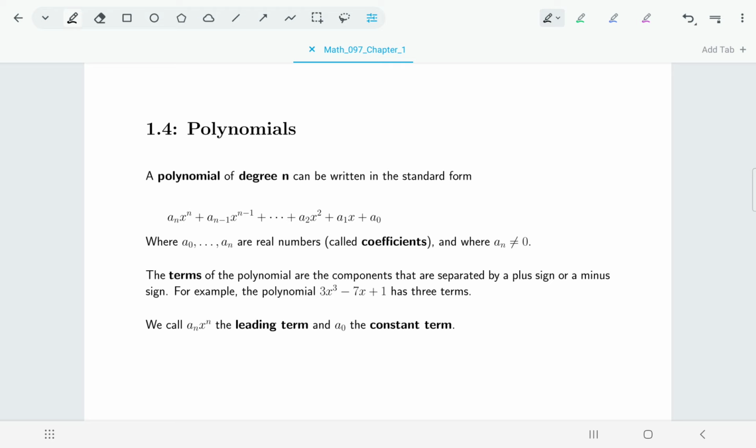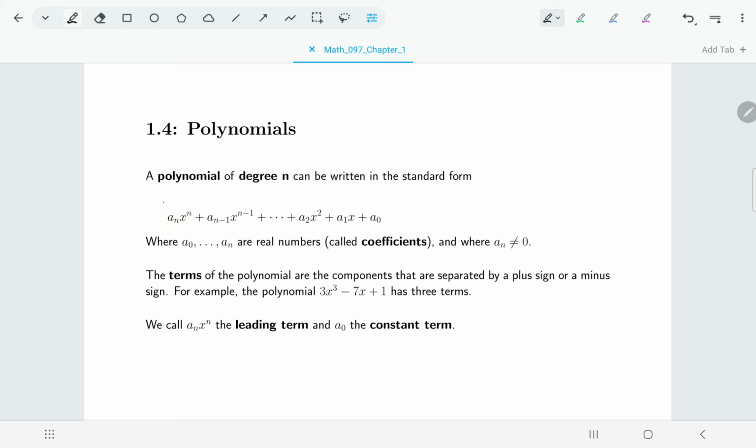There's a couple of special terms in this polynomial. The first is the term that has the highest power of x. This would be the term that we call the leading term for our polynomial. And it's the leading term whether or not we've written it in standard form. So even if this was the last term that we saw, if it was the term that has the highest power of x, then we call it the leading term. And we'd call its coefficient the leading coefficient.